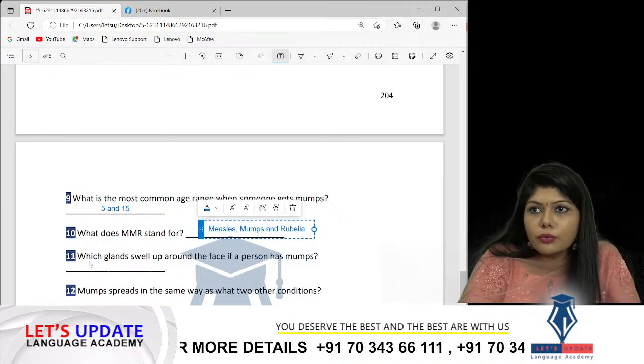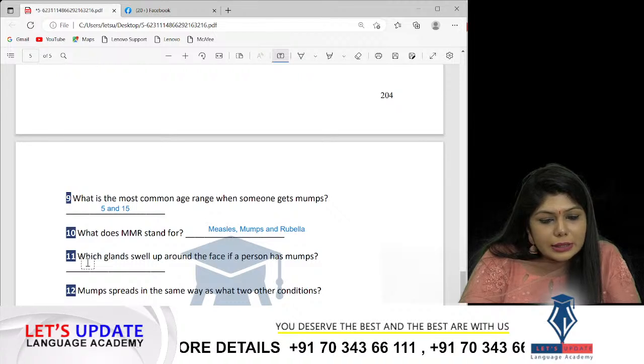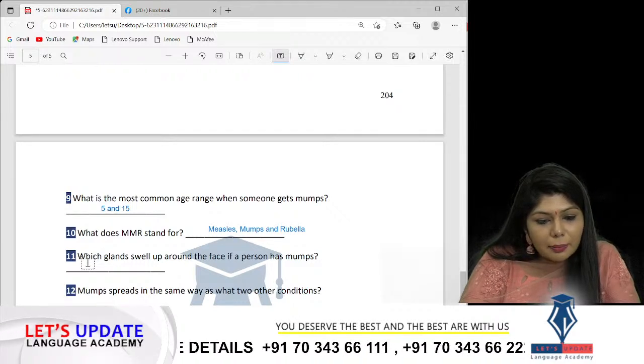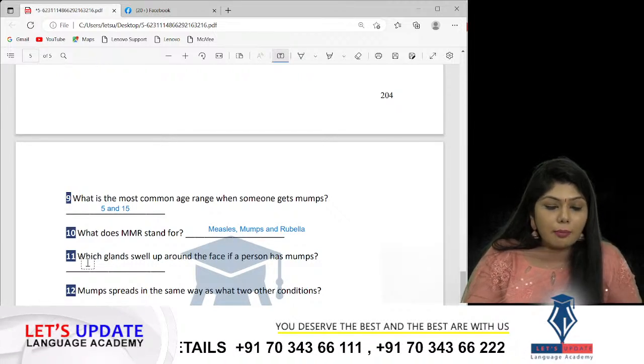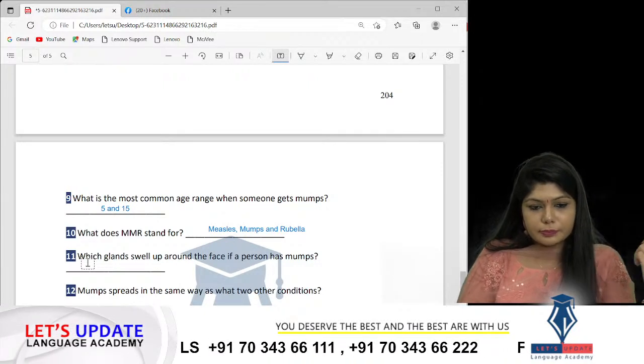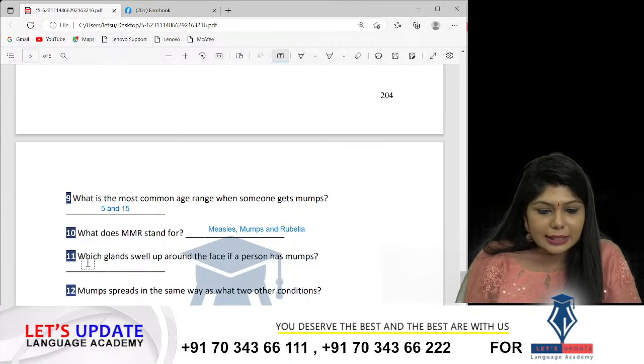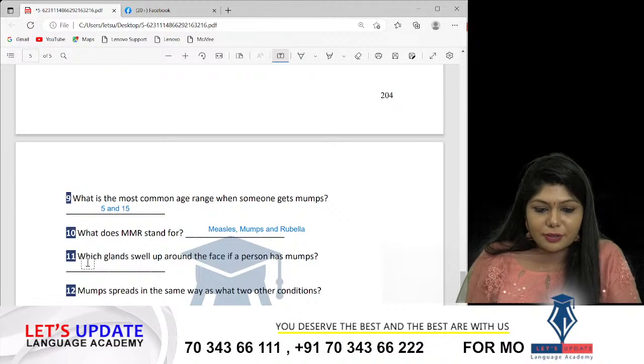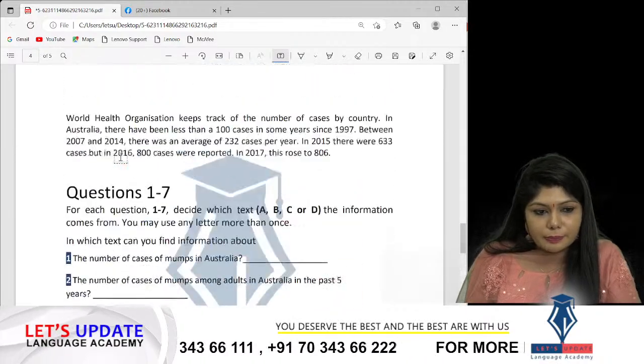So now, moving on to question number 11. Which gland swells up around the face if a person has mumps? Which glands swell up around the face if a person has mumps?